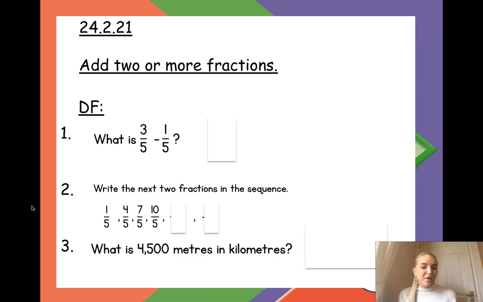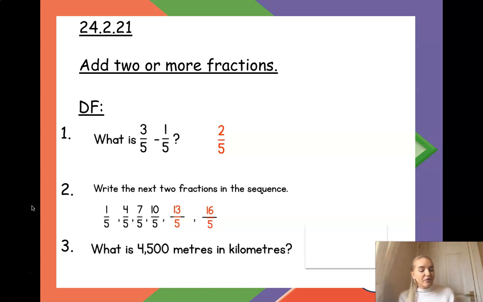Okay, what is 3/5 subtract 1/5? So that's the same as addition. The denominator, the bottom number, does not change, so the answer is 2/5. Write the next two fractions in the sequence where we can see that it's jumping up in 3/5 each time. So the next number would be 13/5 and then the next number would be 16/5.